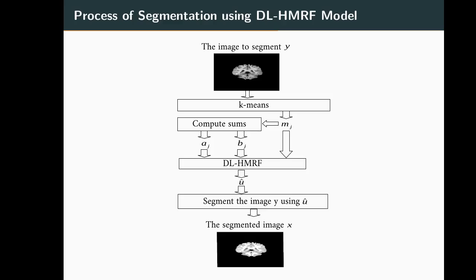After the training process and generating the deep learning hidden Markov random field model, the segmentation program can be schematized as follows. We use k-means to have centroids that represent the description of an image. Using these centroids to compute AG and BG, which represent the inputs of our model. After that, we will have mu hat, which we will use to get our segmentation.